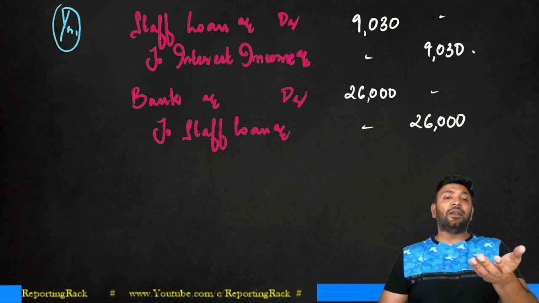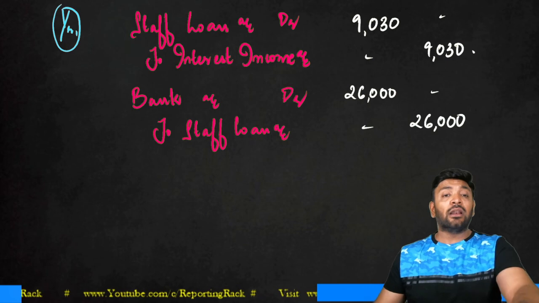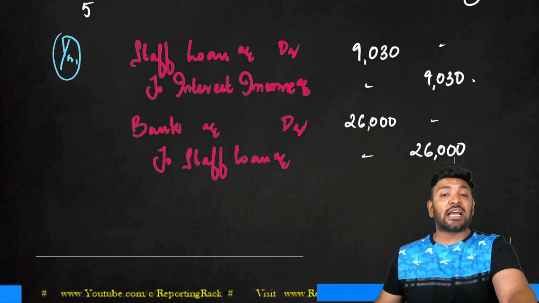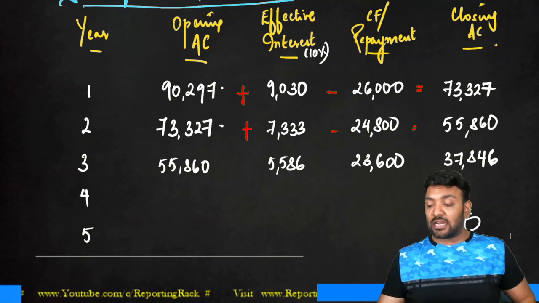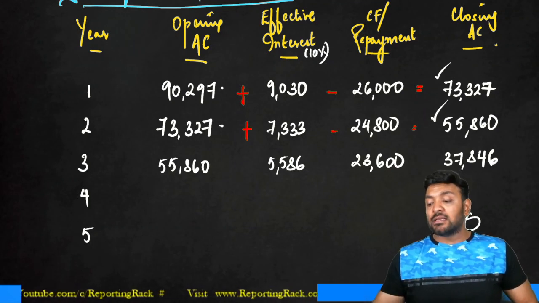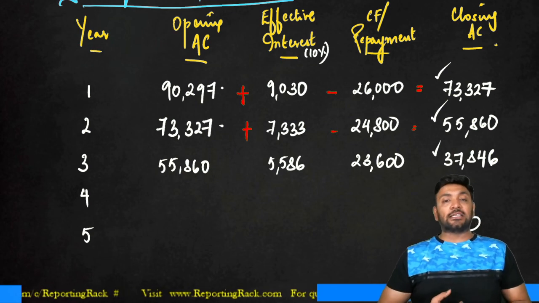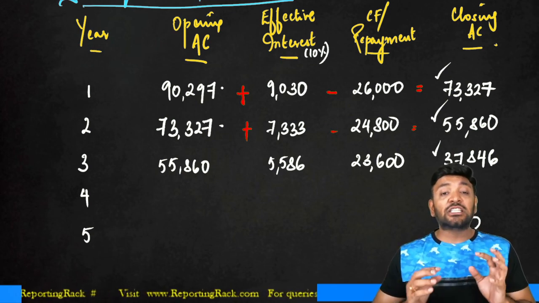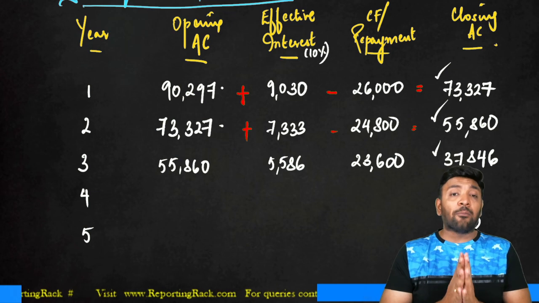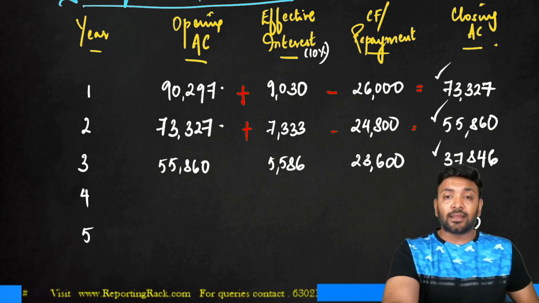This entry I will record every year, just the amounts keep changing. Second year interest will be different. Second year repayment is 24,800. In this manner, I'll always measure the staff loan at closing amortized cost. So year one, it will be measured at 73,327. Second year, 55,860. Third year, 37,846. This is my measurement principle of amortized cost when it is measured at the effective interest rate. Clear?